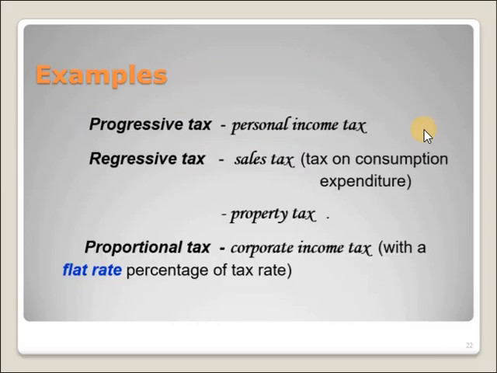Example of progressive tax is personal income tax. The more income you receive, you have to pay more tax. Regressive tax is the sales tax, property tax. Proportional tax is the corporate income tax with a flat rate percentage of tax rate.